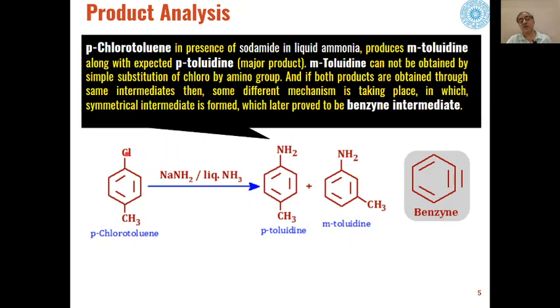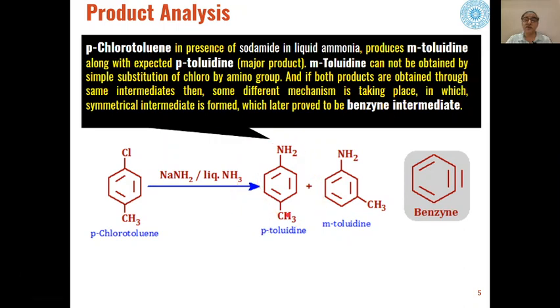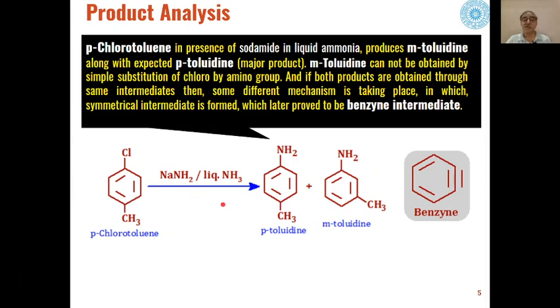that this chlorine, a chloride ion, is a leaving group, and this is the nucleophile which will replace this chloride ion. So nucleophilic substitution will be involved, and normally we should get only this product, but in addition to this we are getting the meta product also. The formation of the meta product indicates that this is not a simple nucleophilic substitution reaction.